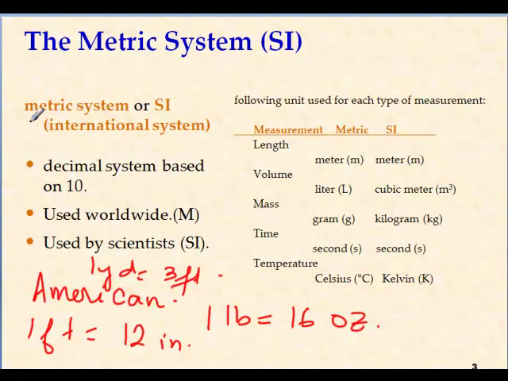However, the rest of the world is using the metric system, or sometimes it's also called the SI, the Standard International System. The beauty of this system is that it is based on the factor of 10. So you have 10, 100, 1,000, a million, and so forth, and then you can have 1/10, 1/100th, and so forth. So whether you have large quantities or small quantities, the difference between one unit and the next is always going to be a factor of 10.